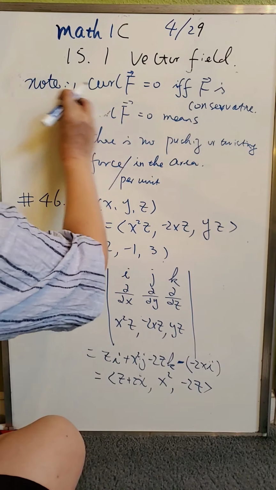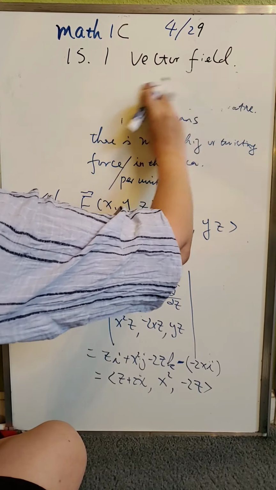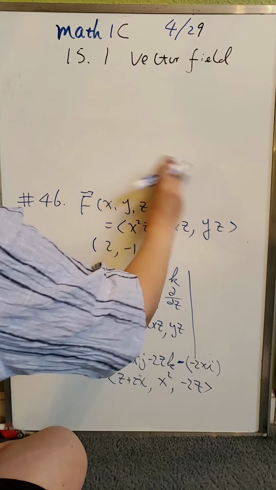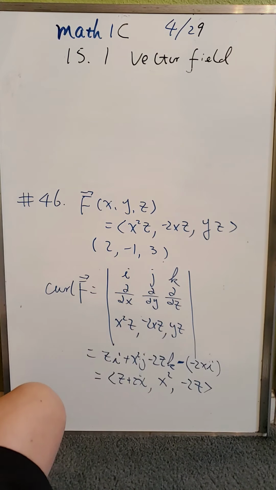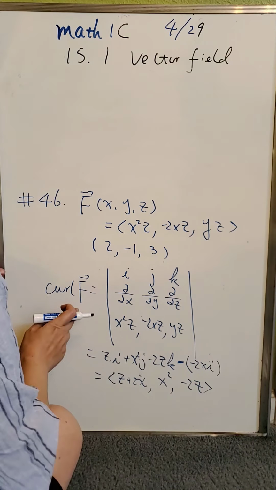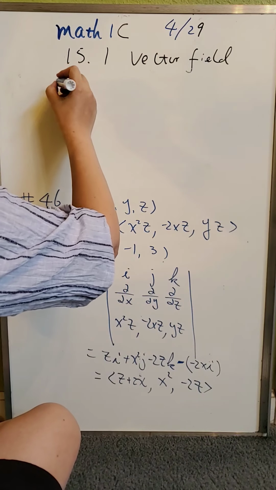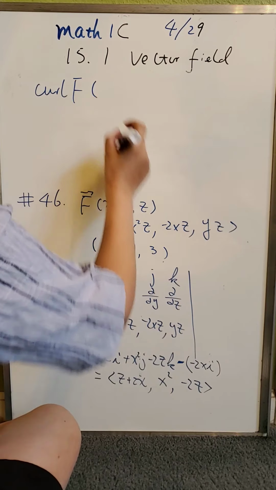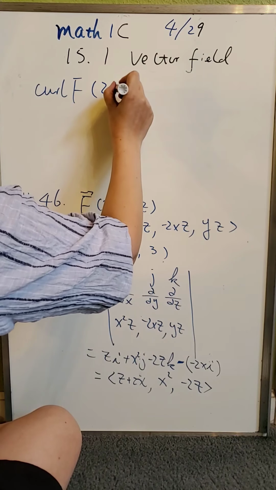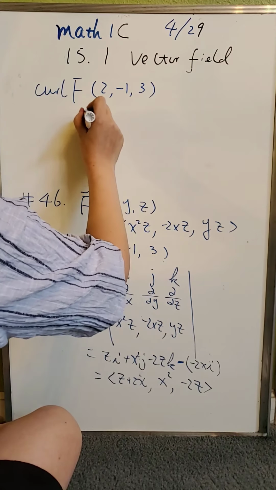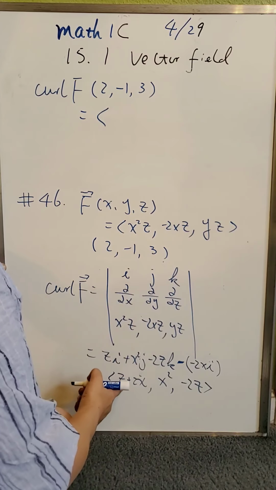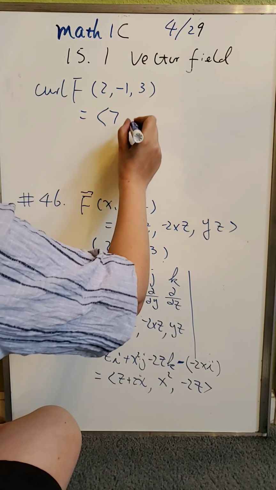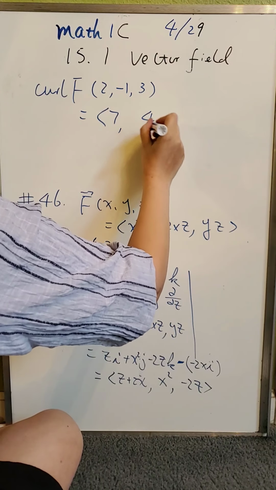Remember, when you talk about curl, you're talking about a point there, and just in that little unit area. I'm not talking about the whole thing when you find the curl. So the curl at the point (2, -1, 3) will just equal z plus 2x, or z plus 2 of these, so it equals 7, and then 4, and then negative 6.